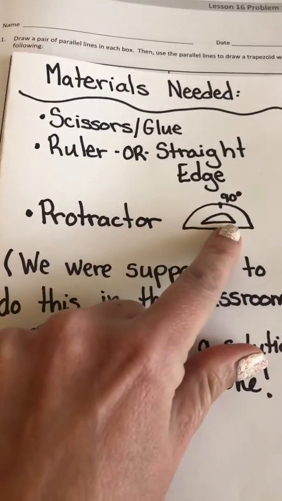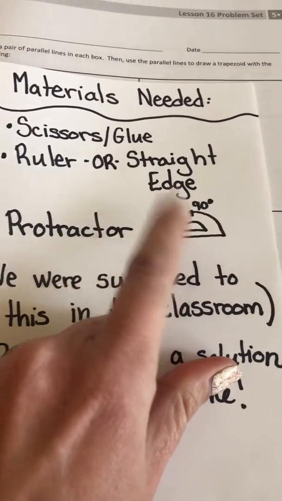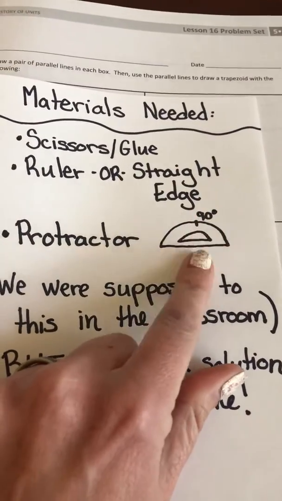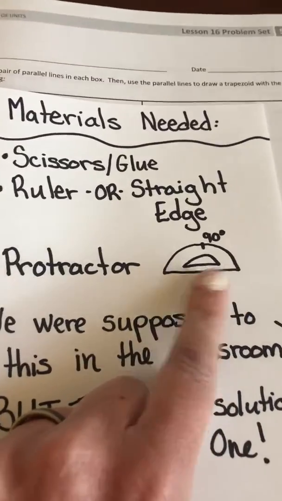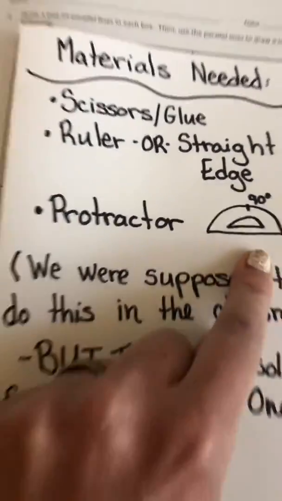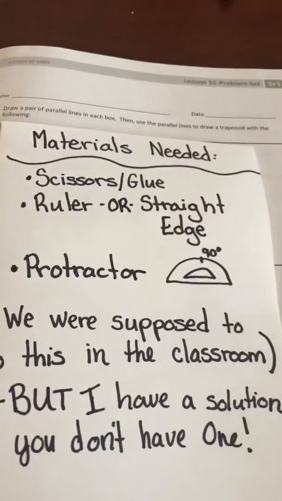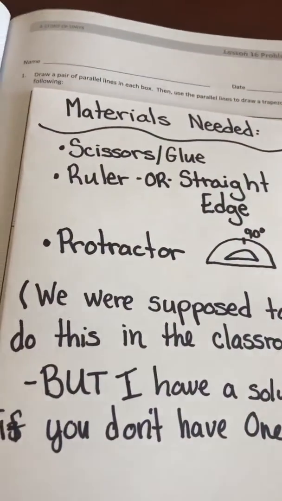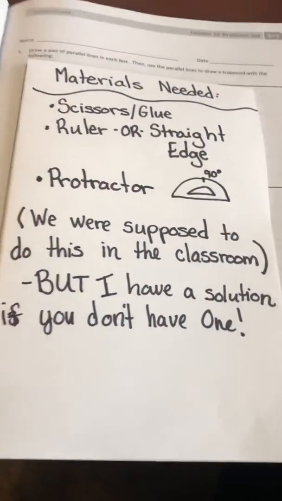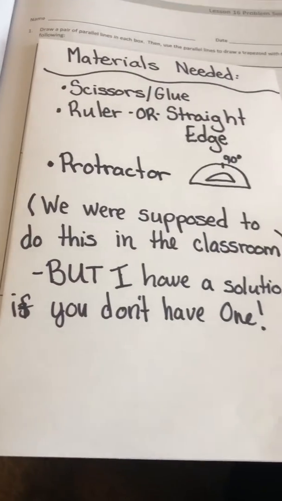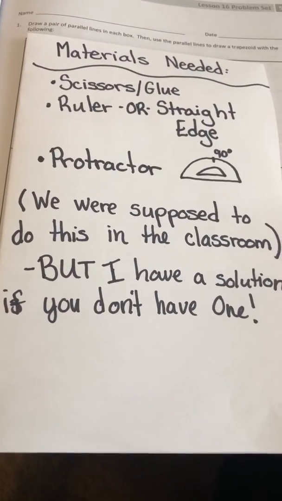A protractor is that thing that measures the angles. I don't have one. I don't even have one. The whole set is in the classroom. So we're supposed to do this in the classroom, but I have a solution, even for me who does not have one.